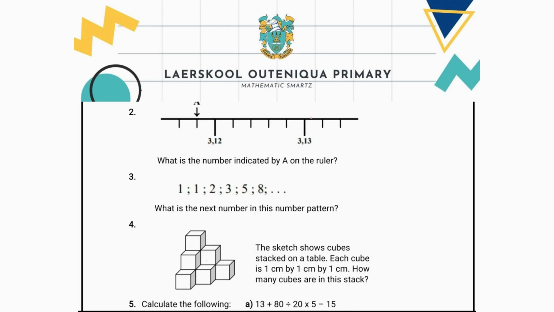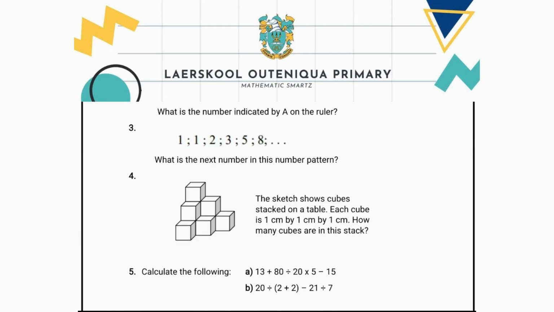There I have a number pattern, 1, 1, 2, 3, 5, 8, and the question, what is the next number in this number pattern? This pattern is known as the Fibonacci sequence. Each number is the sum of the previous two. For example, 1 plus 1 will give me 2, 1 plus 2 is 3, 3 plus 5 is 8. Therefore, the next number would be 5 plus 8, which would give me 13. Let's look at question 4.